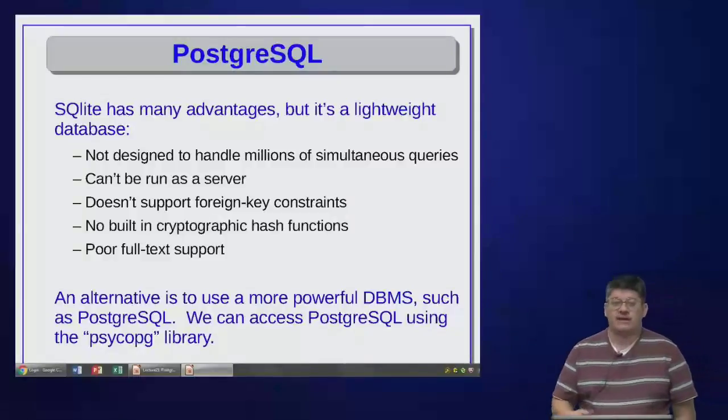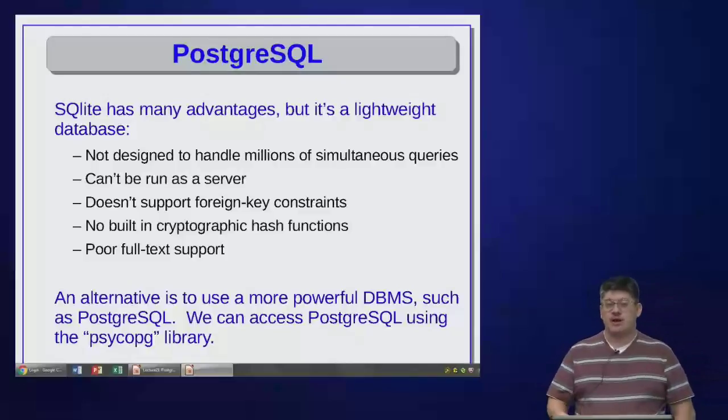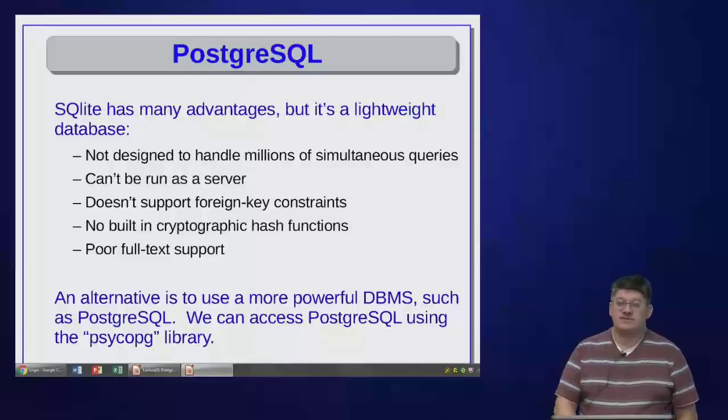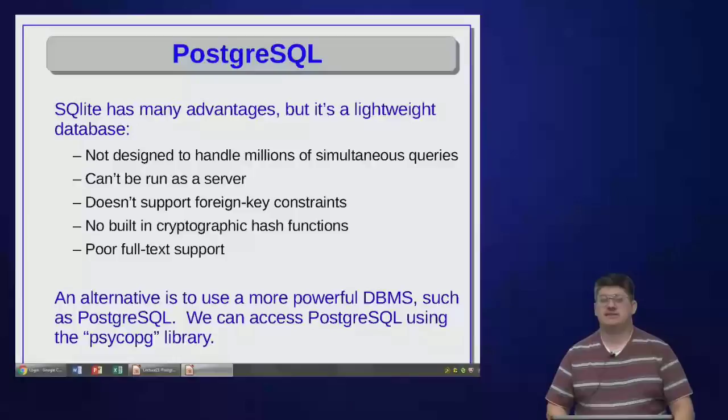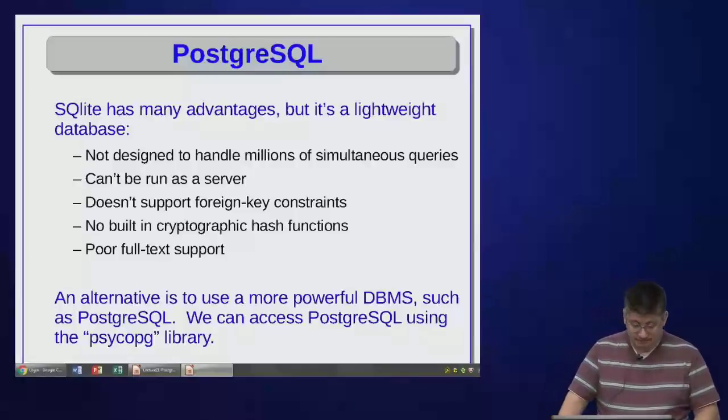It doesn't support foreign key constraints. It does actually support some other kinds of constraints, like a primary key constraint and some nice check constraints. But if we want to have foreign key constraints, which are pretty important in database design, then something like Postgres is probably better. We saw before that it doesn't have any built-in cryptographic hash functions. That's not really a big deal because we can do that in Python instead. But it's a convenience that it's available in Postgres.